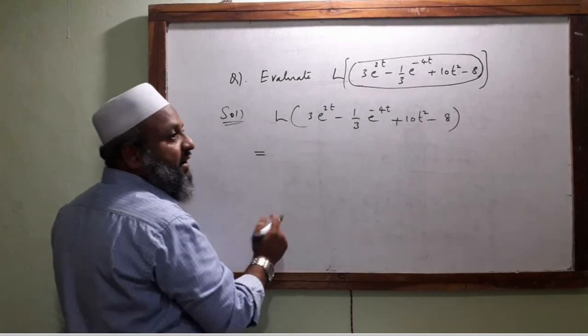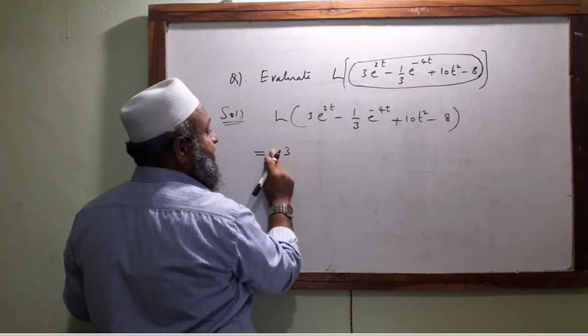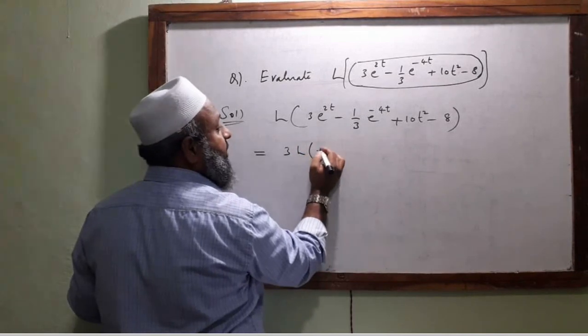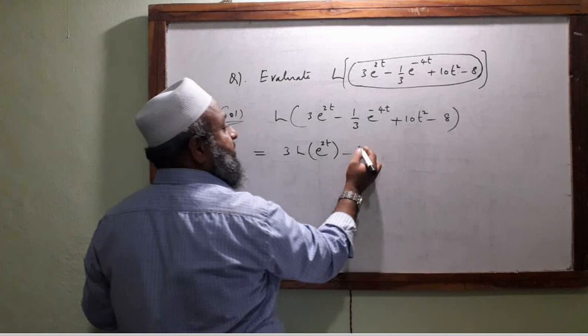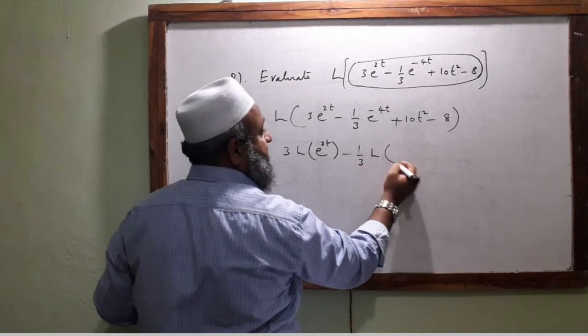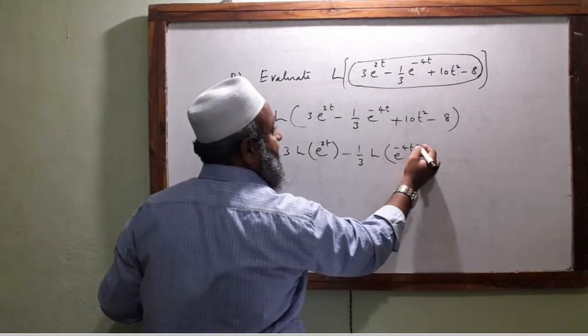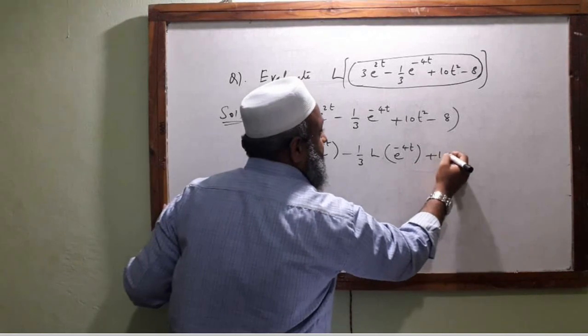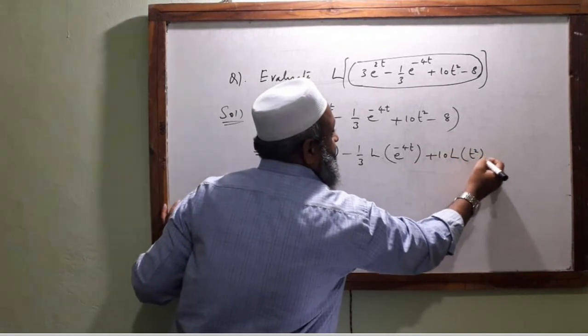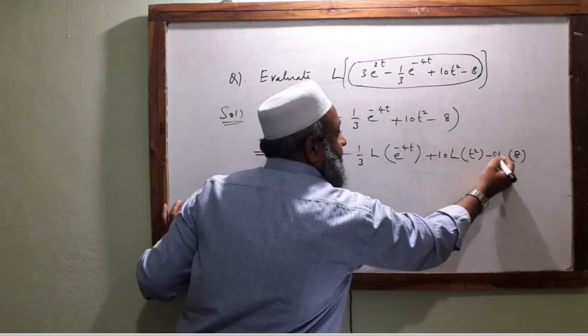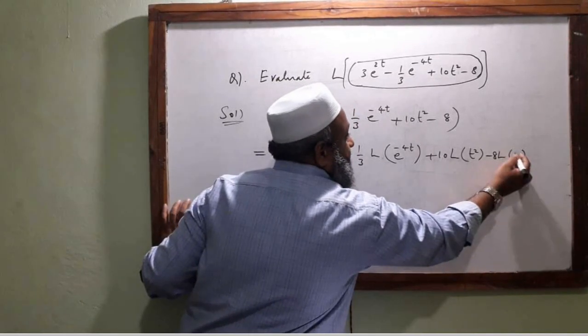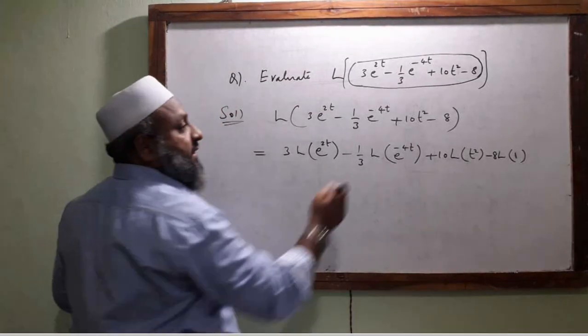Now back to the point, this constant 3 can be taken outside, then we are left with the Laplace transform of e to the power of 2t, and this constant minus 1 by 3 is out, Laplace transform of e to the power of minus 4t, plus 10 times Laplace transform of t square, minus Laplace transform of 8, or you can say it is 8 times the Laplace transform of 1. It is like 8 into 1.